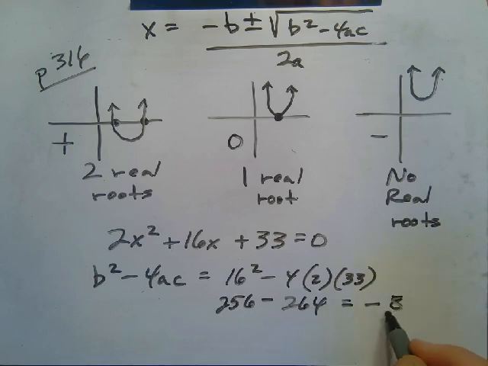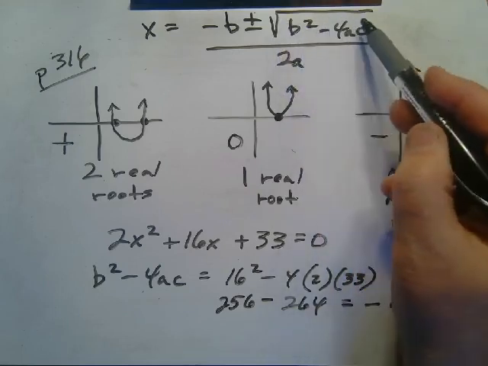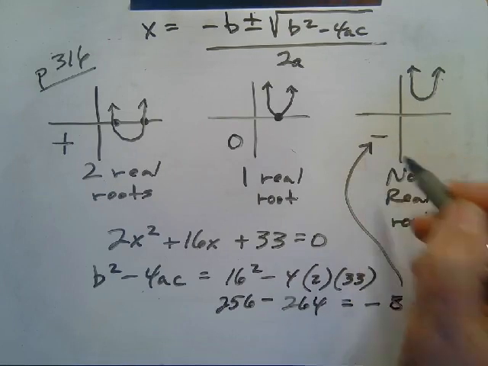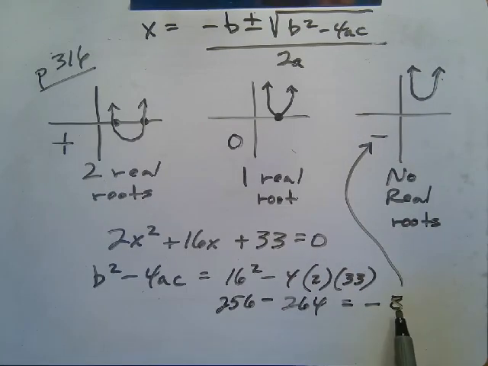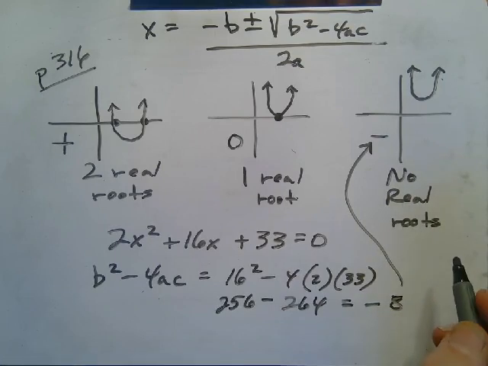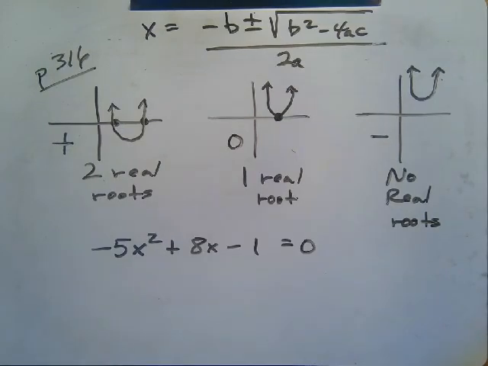So the thing under the radical is negative. You can't take the square root of a negative and have a real number. So that's got to be this situation, where the thing under the radical is negative. So this has no real roots. They're complex roots involving i, something like 2 plus 3i. Let's look at another situation. All right, let's do this one.